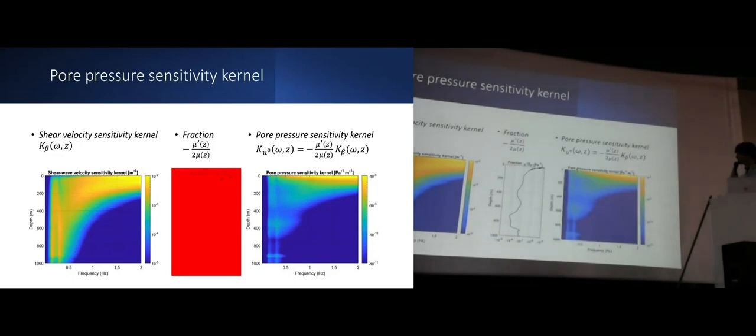And that looks like this. That's just a multiplication of the left figure with the middle figure, and that gives us this pore pressure sensitivity kernel. I need to say here that the color axes are logarithmic. So if you look at this figure, you see that it decays very quickly with depth. So we're mainly sensitive to the very shallow part of the subsurface. That's a limitation of measuring pore pressure variation using seismic velocity change.